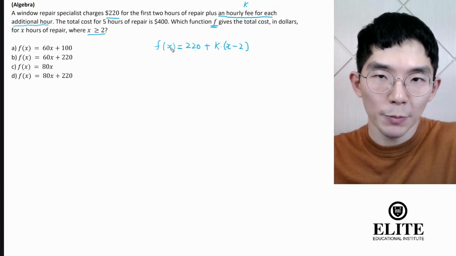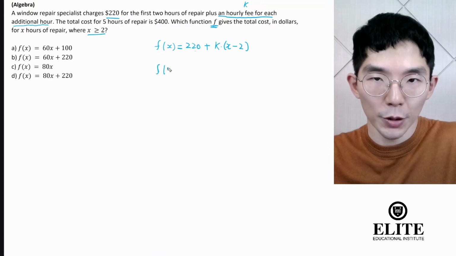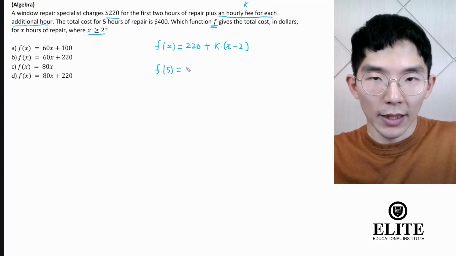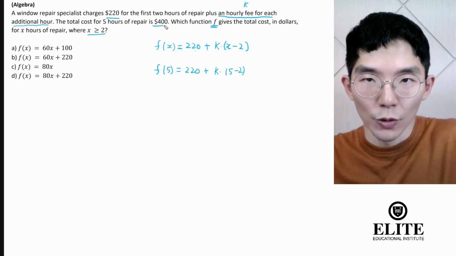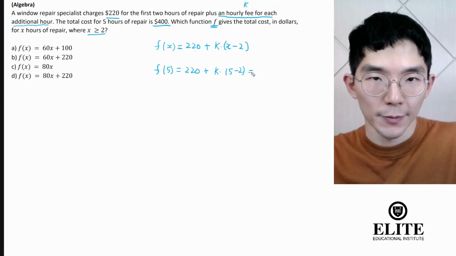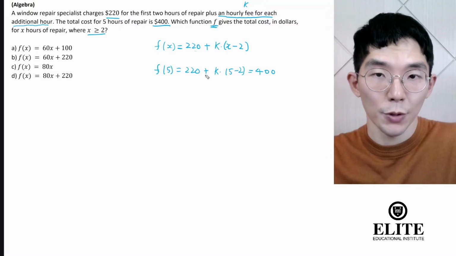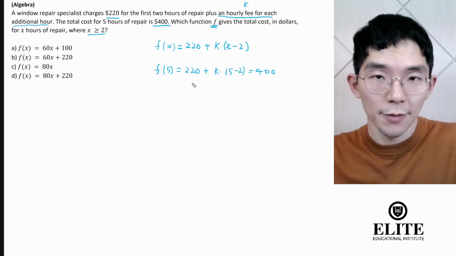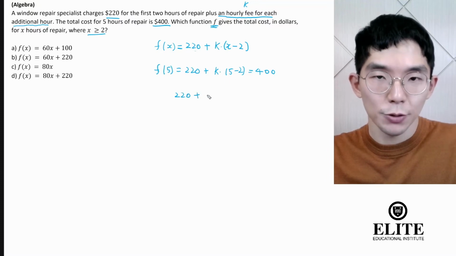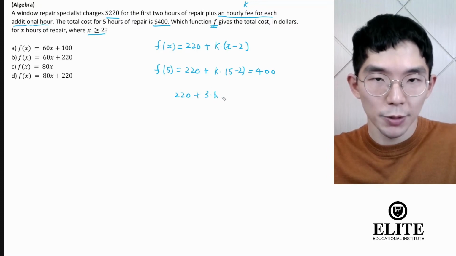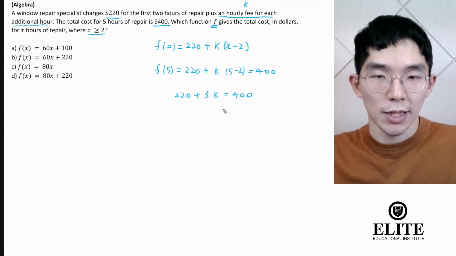Therefore, if we replace x with 5, so input 5, then it has to be equal to 220 plus k times 5 minus 2. And what does that have to be equal to? 400. Because that's the total repair cost for x equals 5. So now, that's going to be 220 plus 5 minus 2, which is going to be 3 times k. So it's going to be 220 plus 3k has to be equal to 400. Now, this is simple solving for a linear equation. How do we solve for k?